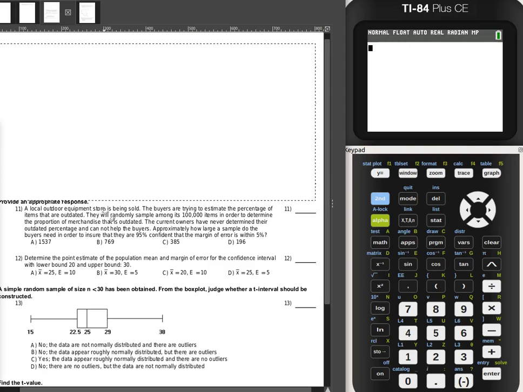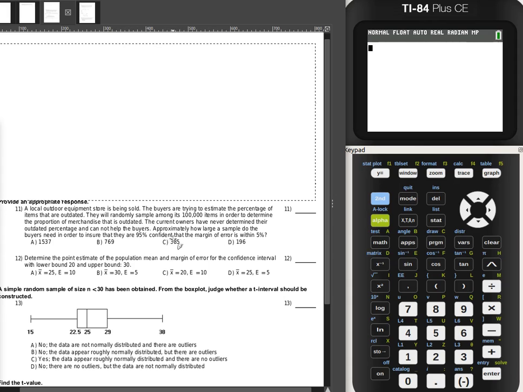Hello everyone, this is a solution video for problem 11 on the test 3 review. It says that there's a store being sold and the buyers want to estimate what percentage of the items are outdated. So they're talking about a proportion, and that will be significant for us. And it says they will randomly select 100,000 items to determine the proportion that is outdated.